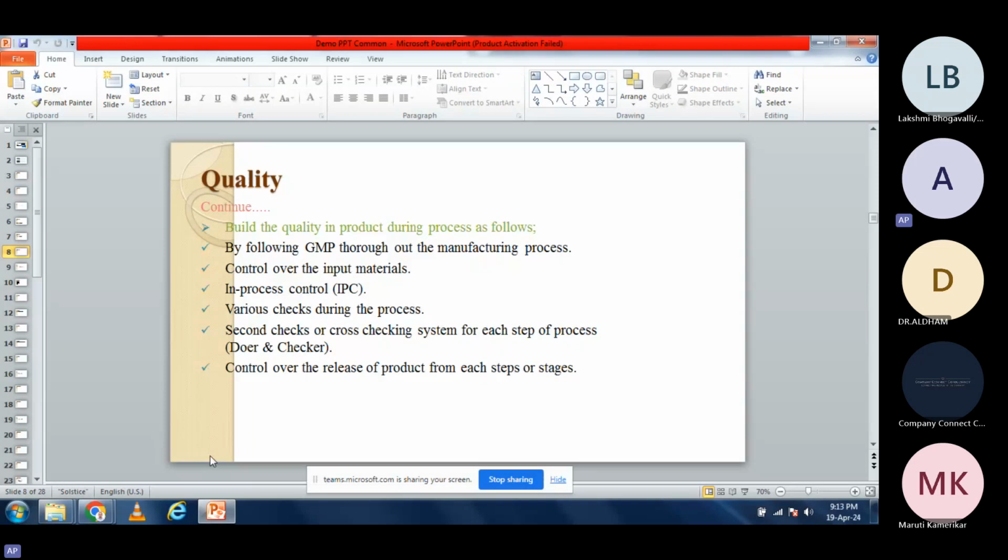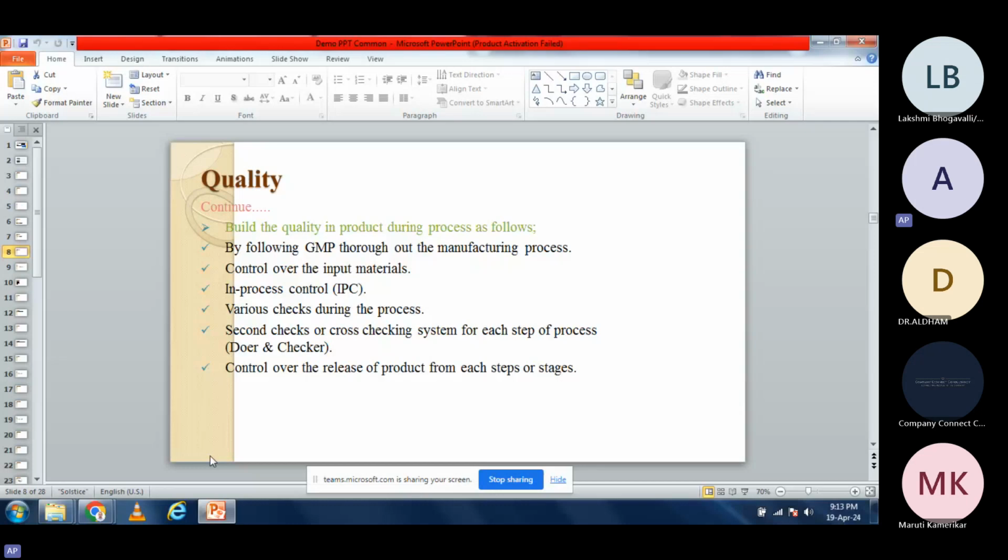So one very broad term we are using is GMP, good manufacturing practices. Good manufacturing practices is a compilation or consolidation of various regulations, practices, trainings, and systems which enable the manufacturer to manufacture a quality product.